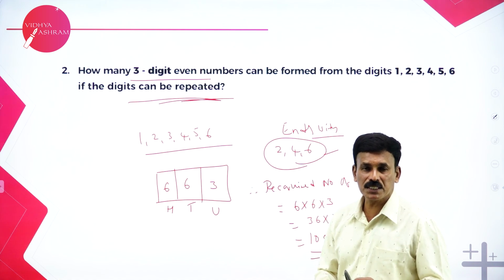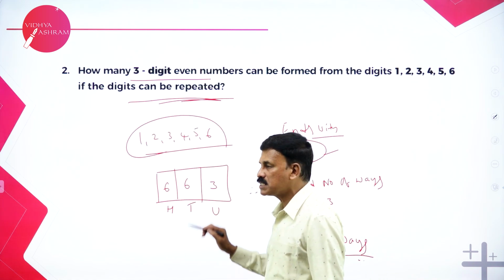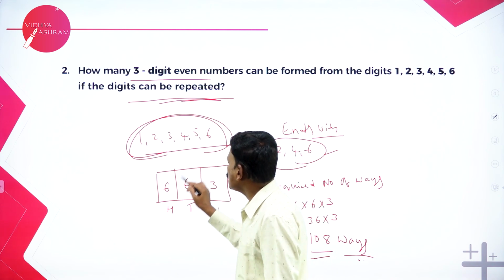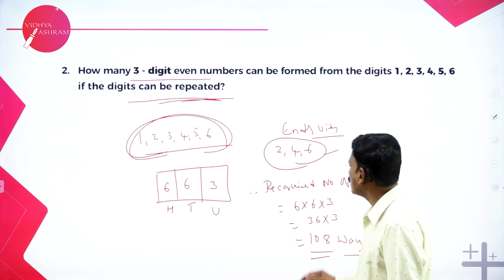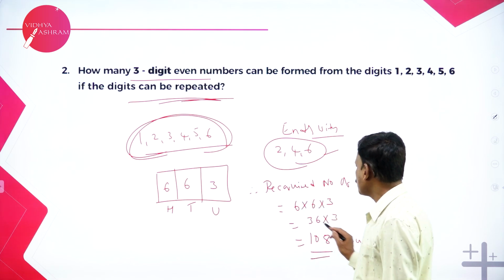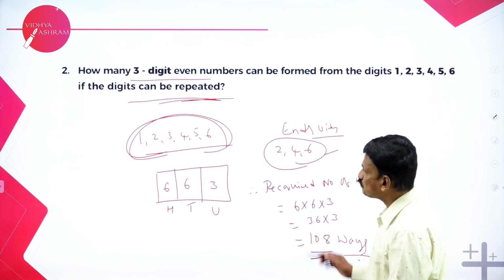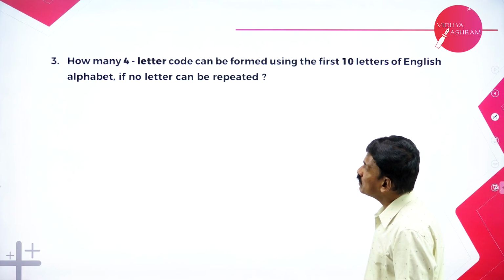If repetition is allowed, you can use all the 6 digits in the tens place and all the 6 digits in the hundreds place. Therefore the required number of ways is equal to 6 into 6 into 3, that's equal to 108 ways. Now move on to the next problem.